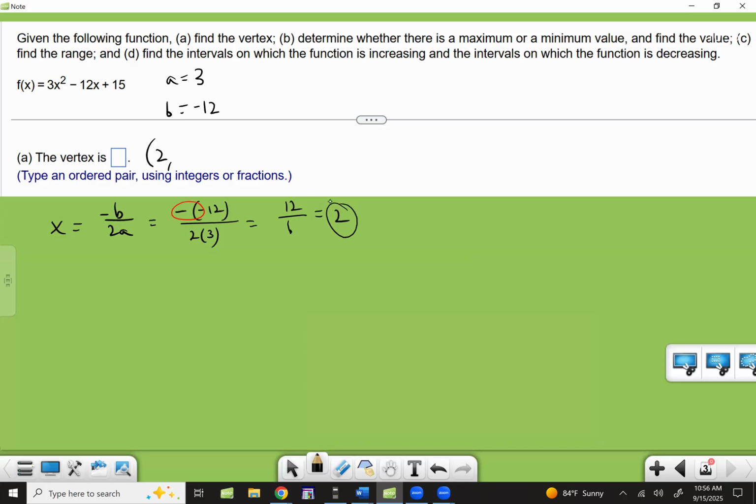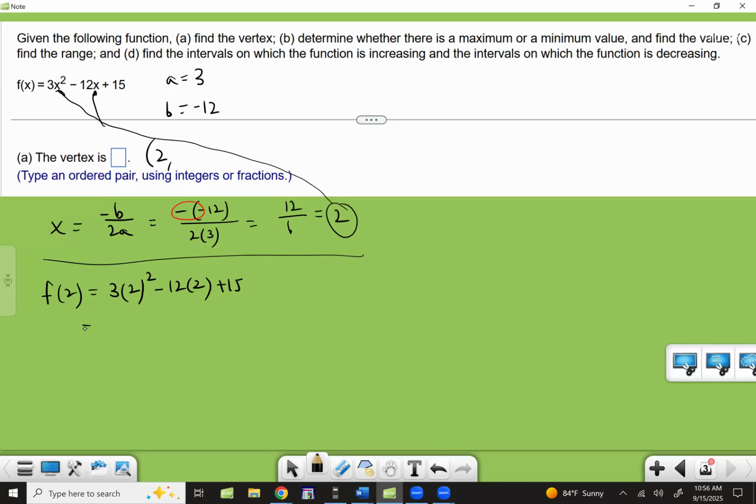But don't forget to take that x value and plug it in here and here for all your x's so you can find your y value. Okay, so f of 2 is, well, let's plug it in. 3 times 2 squared minus 12 times 2 plus 15. Okay, so we have to do exponents before multiplication. So 2 squared is 4. And 12 times 2 is 24. And then 3 times 4 is 12.